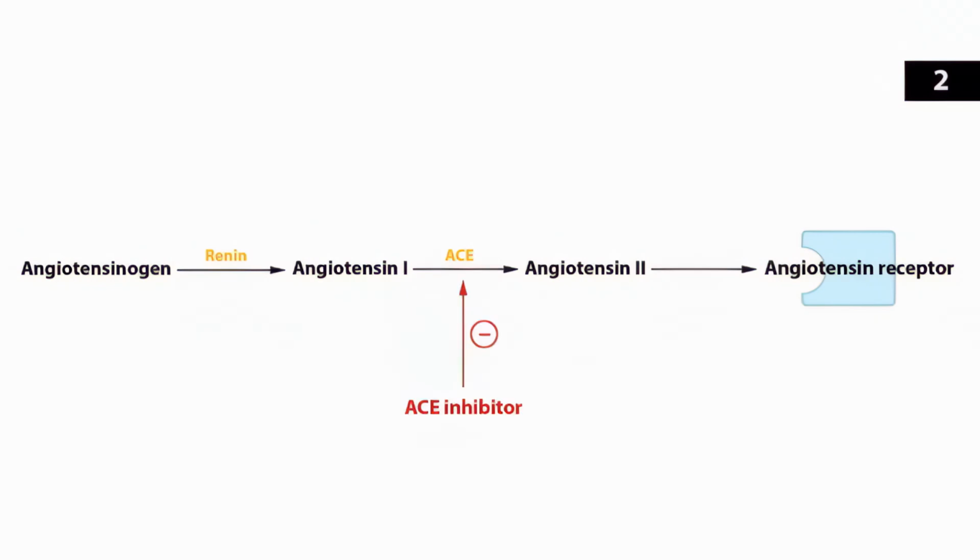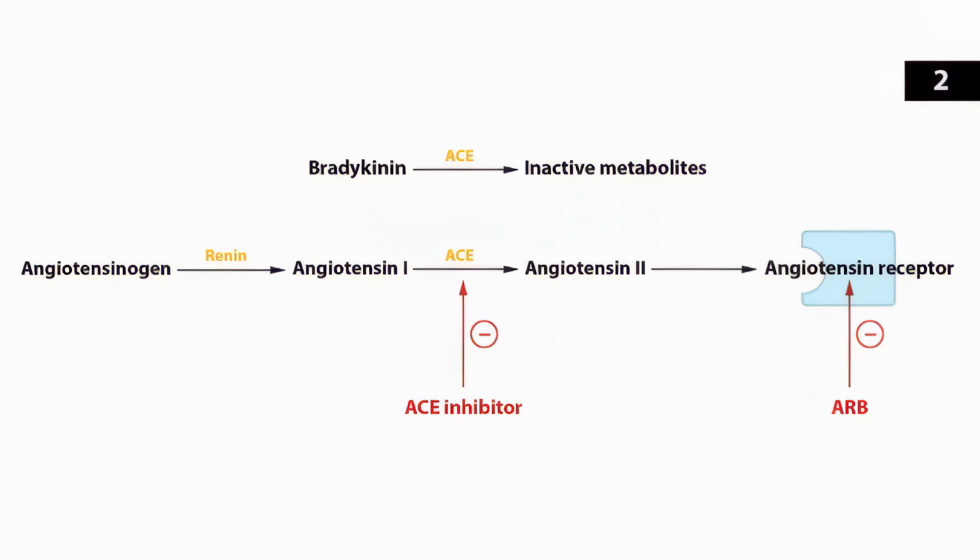ACE inhibitors work by inhibiting angiotensin-converting enzyme so that there's less angiotensin II circulating. But angiotensin-converting enzyme also breaks down bradykinin. So when you inhibit angiotensin-converting enzyme, there's more bradykinin circulating, and that can cause that nagging cough.